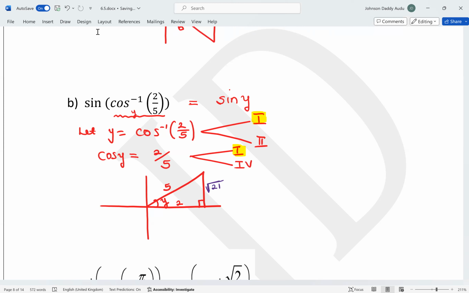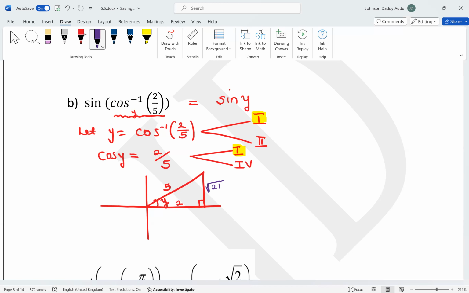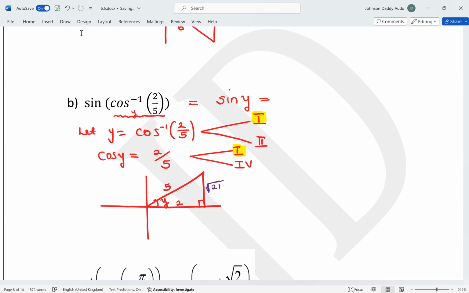Right. Now, we're almost done. So what is sine y? You just come here and look for sine y. Sine is opposite over hypotenuse. So this is just going to be root of 21 over 5.